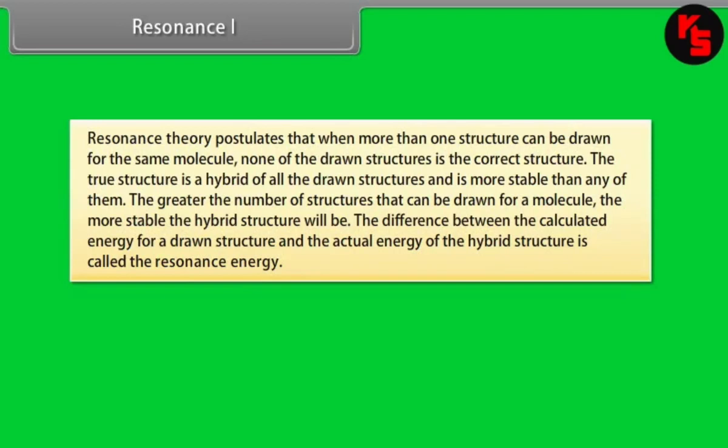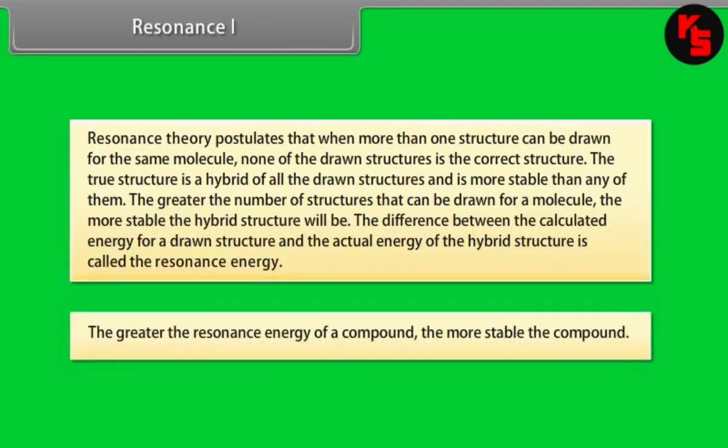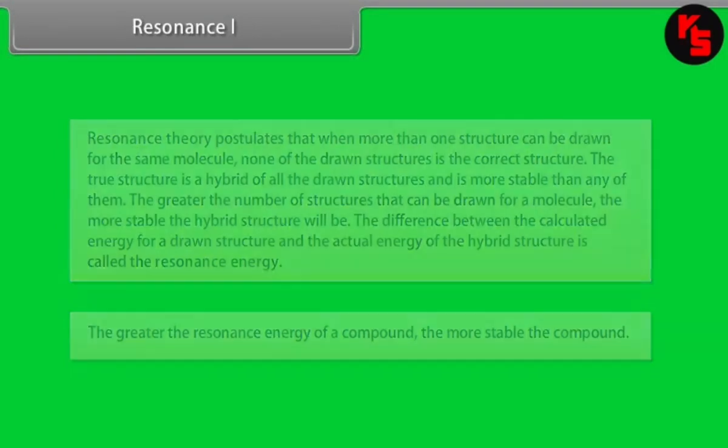The greater the number of structures that can be drawn from a molecule, the more stable the hybrid structure will be. The difference between the calculated energy for a drawn structure and the actual energy of a hybrid structure is called the resonance energy. The greater the resonance energy of a compound, the more stable the compound.